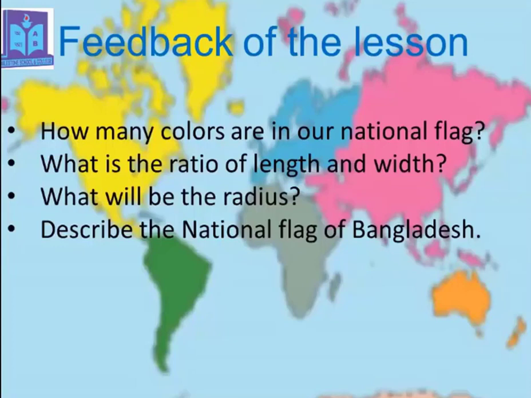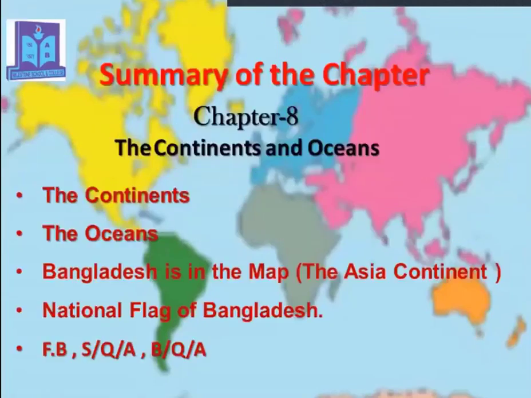10:6. Then what is the radius? The radius will be 1/5 of the length. If the length is 10 centimeters, the radius will be 2 centimeters. Describe the national flag of Bangladesh. The colors are red and green. Then the shape is rectangular. Then the radius is 1/5 of the length, and the circle is a little bit to the left side of the flag.